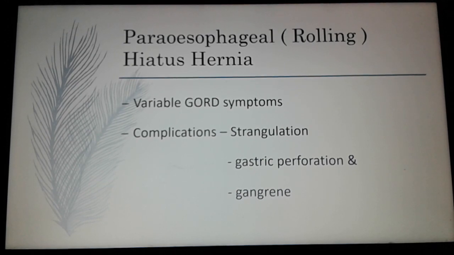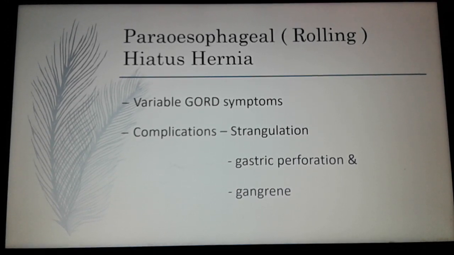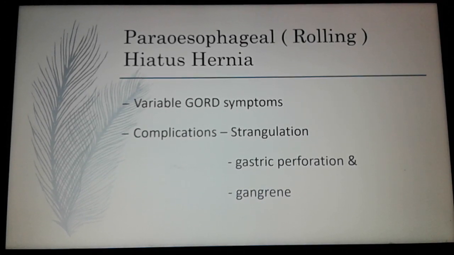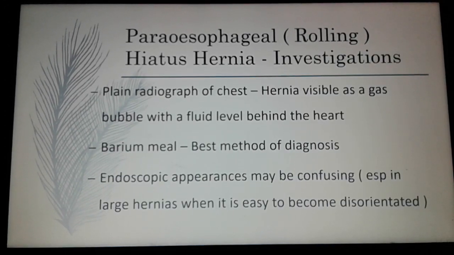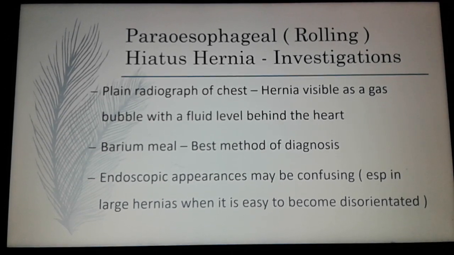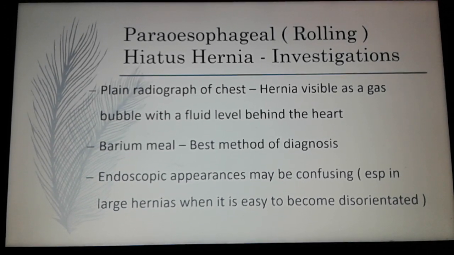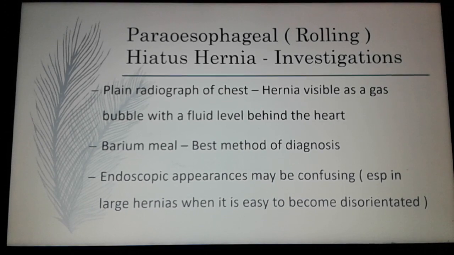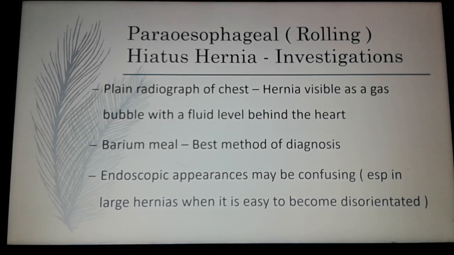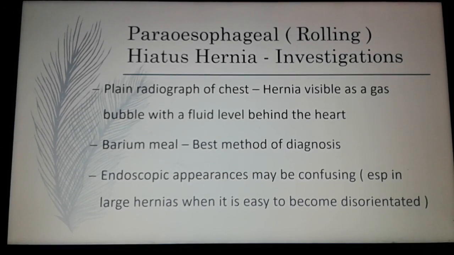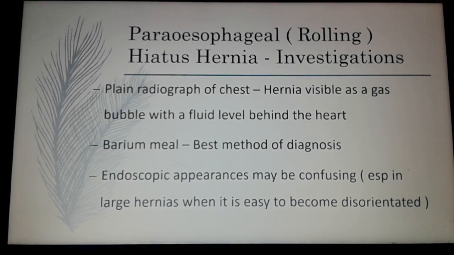Kindly remember these complications, because complicated case and asymptomatic case are going to change our management plan. Now, as far as the investigations are concerned, investigating a patient of suspected paraesophageal hiatus hernia, rolling type, we will obviously go for routine blood investigations to rule out any comorbid conditions associated with it, and ECG, electrocardiography.